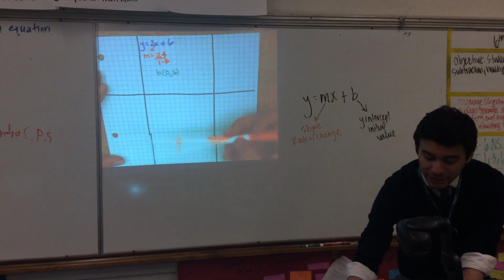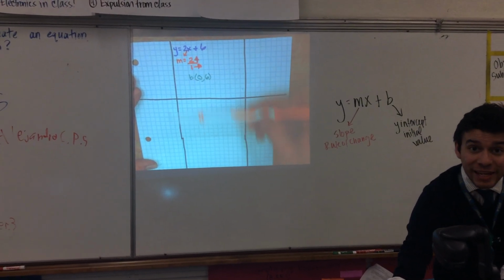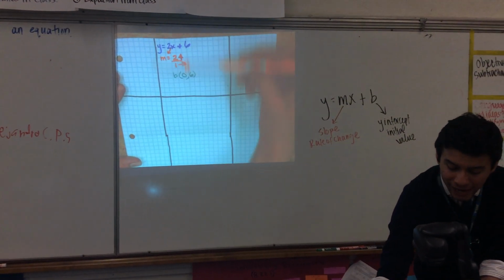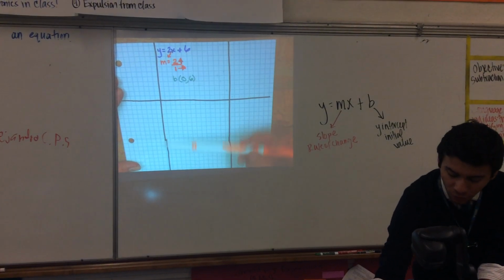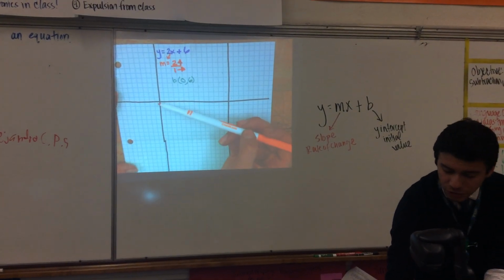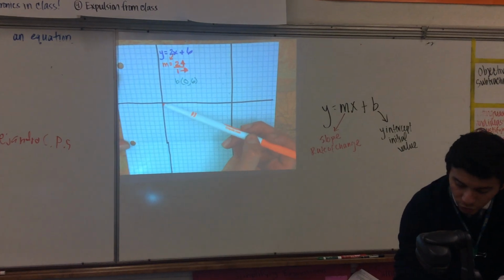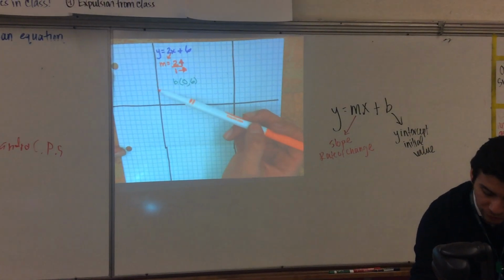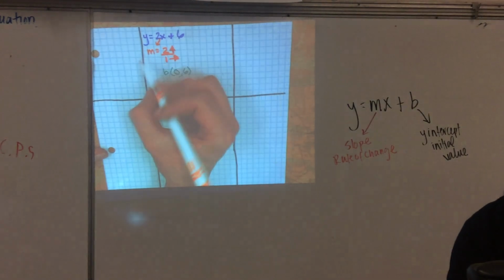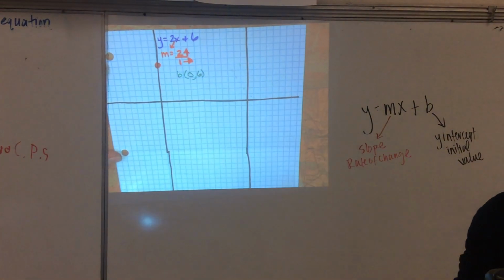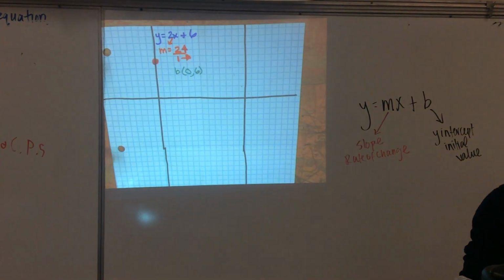So you go to the y-axis. The y-intercept is the single lady on the y-axis. She's the single lady on the y-axis. Start at the origin, positive 6. So you're going to go up 6. 1, 2, 3, 4, 5, 6. And that's where you're going to draw your big fat dot. That's your B, your y-intercept.